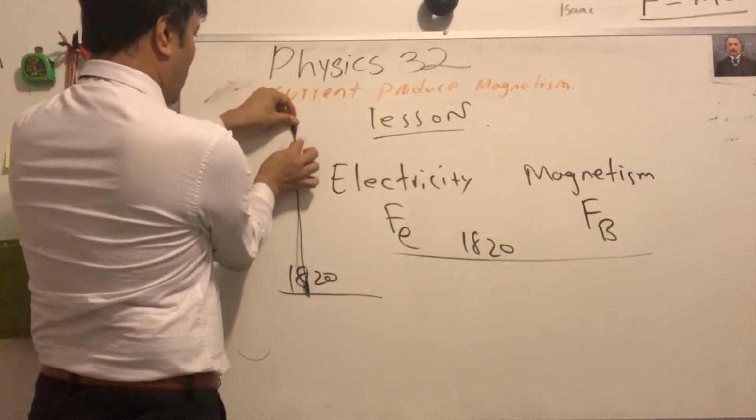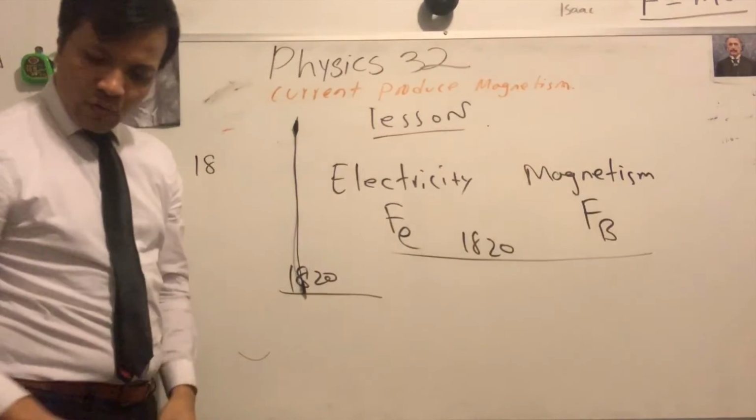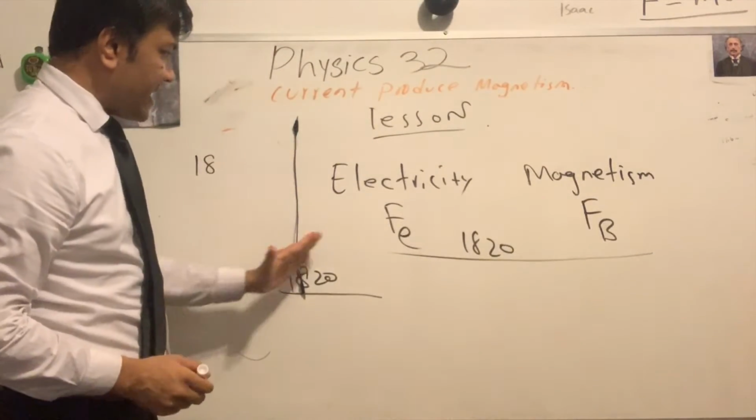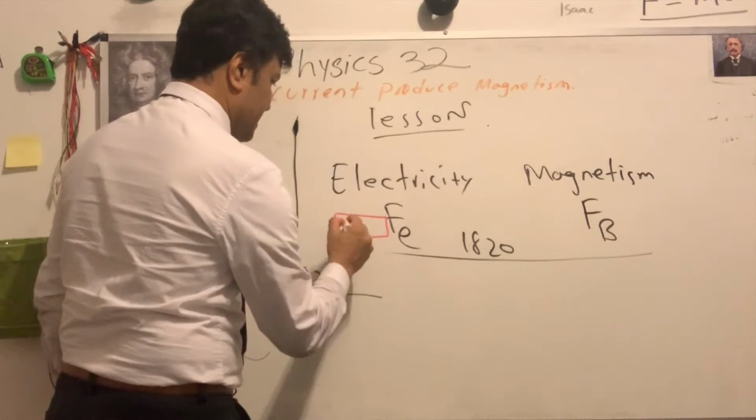What is the direction of the wire? Is it a vertical direction? Yeah, vertical direction. And then he had a magnet over here. Does that make sense?